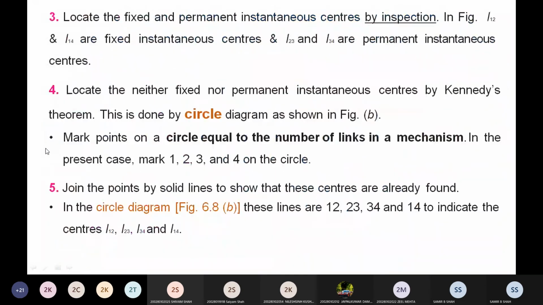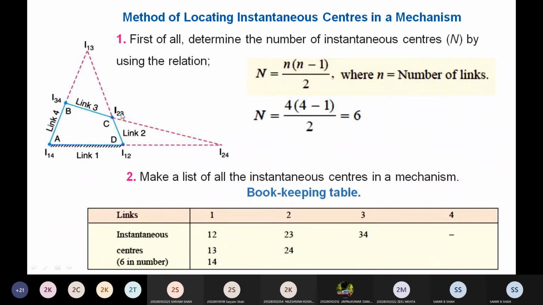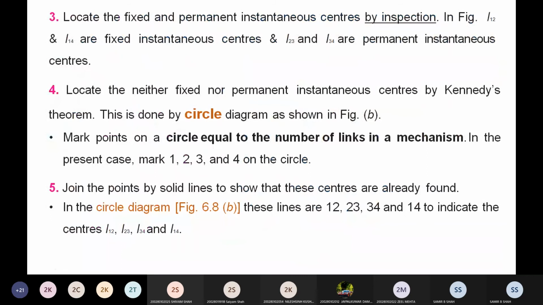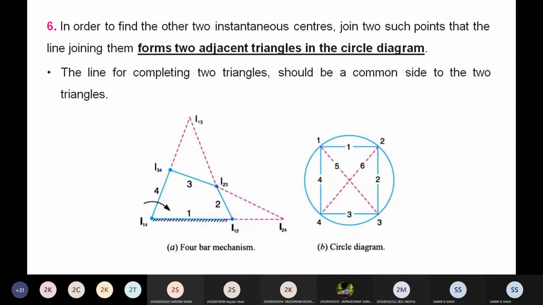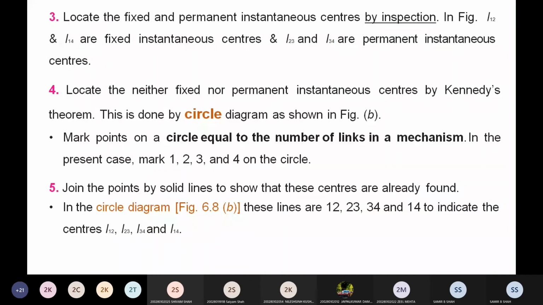I23 and I34 are the permanent I centers, and I13 and I24 are neither fixed nor permanent I centers, right? Now locate the neither fixed nor permanent I centers by Kennedy's theorem. We have to use Kennedy's theorem. For that, we have to draw one circle of any radius. This is done by the circle diagram as shown in the figure. You can just see the diagram.